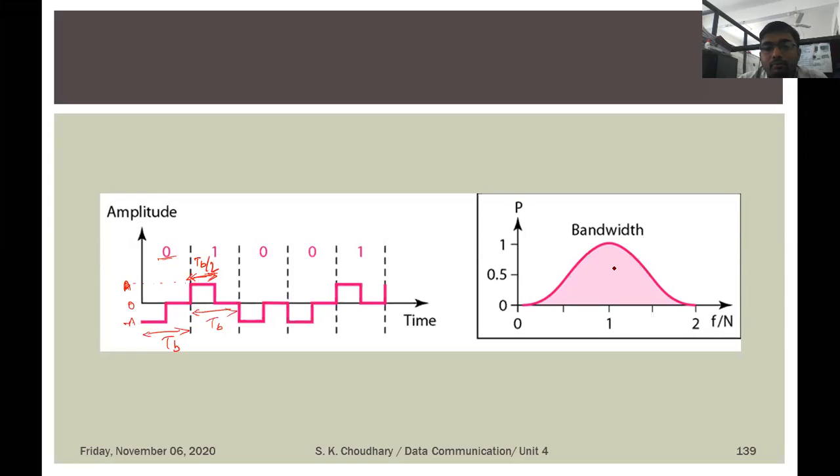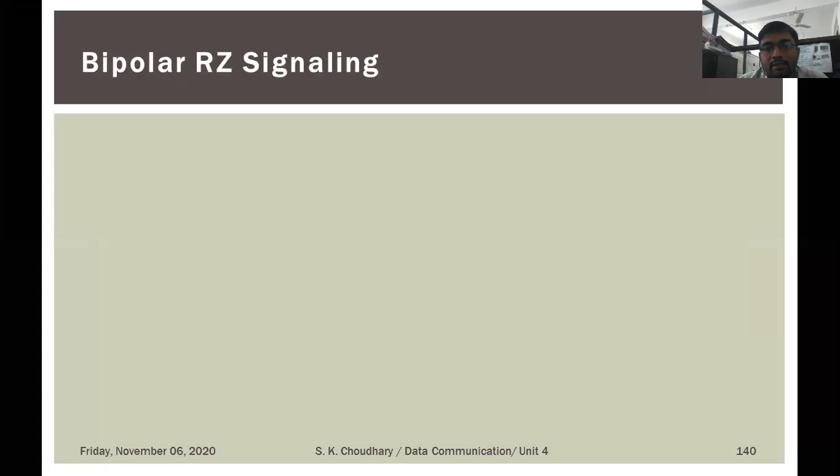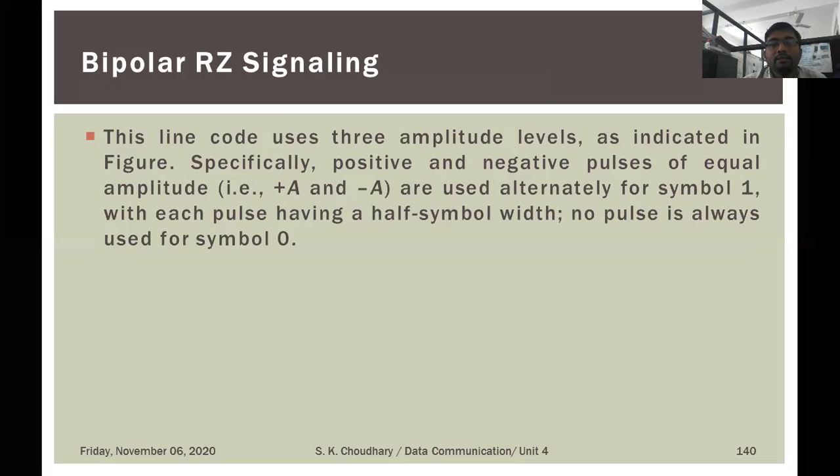Now come to the next one, bipolar RZ signaling. Now we have shifted from unipolar, then polar, and now it is bipolar RZ. So what is bipolar return to zero signaling? In this line code method, it uses three amplitude levels. Again it uses three because it is bipolar as well as RZ. Specifically, positive and negative pulses of equal amplitude, meaning plus A and minus A, are used alternately for symbol 1, with pulses having a half symbol width, and no pulse is always used for the symbol 0.